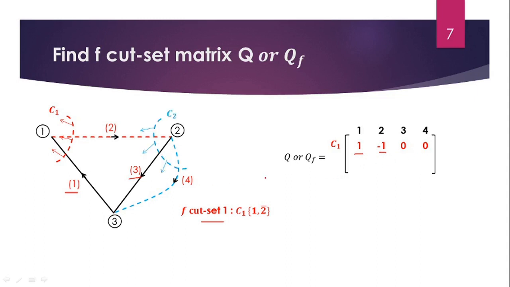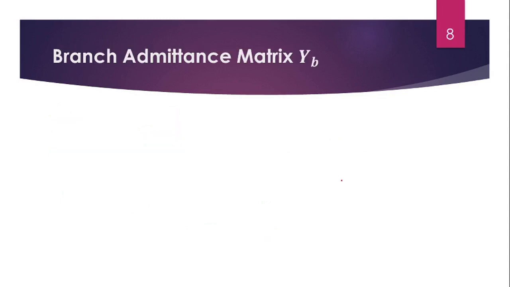Then cut set C2 has the branches 2, 3 and 4, where 2 has the opposite orientation. Hence the matrix elements for cut set 2 are: branch 1 is not part of this cut set, branch 2 opposite direction, branch 3 same direction, and branch 4 also has the same orientation. So this is the cut set matrix we find, and the size we get is 2 by 4.